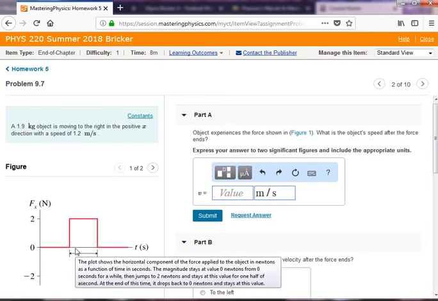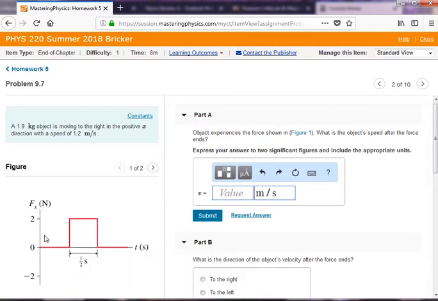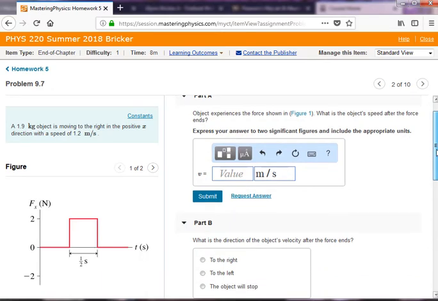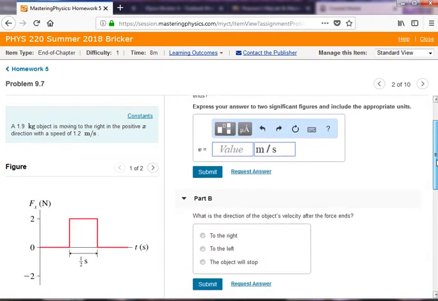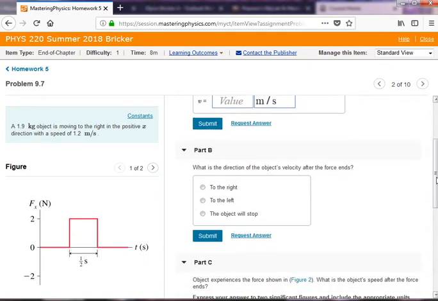Okay, so again, whenever you see a graph, what's actually being graphed? Force in newtons, time over here. Okay, good, so excellent. What is the object's speed after the force ends? So the speed after the force ends, so like the final speed, the later speed. What is the direction of the object's velocity after the force ends? Okay, so for part B, if the final speed turns out to be positive, you're still moving to the right. If the final speed turns out to be negative, you're moving to the left.